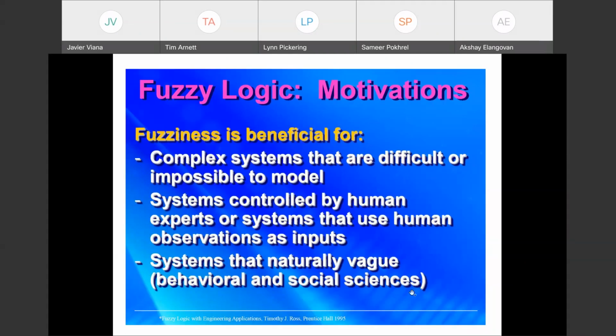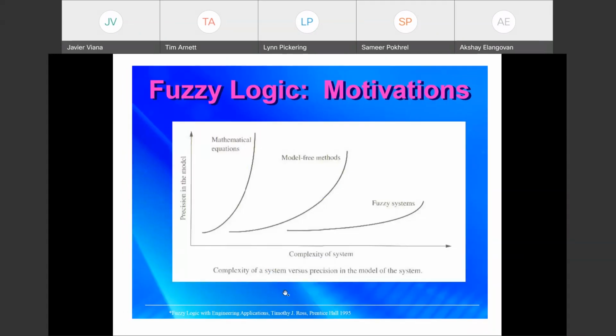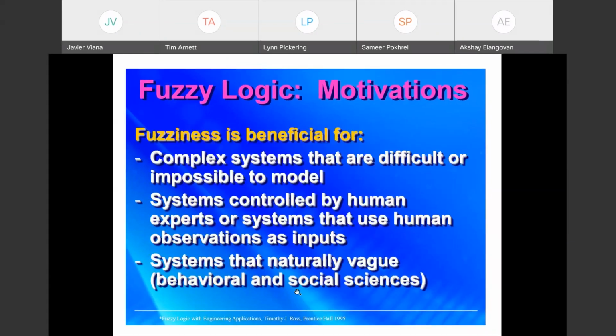And again, systems that are naturally vague, behavioral and social sciences. Sorry about that. There are a number of papers out there demonstrating the efficacy of fuzzy logic and fuzzy set theory in some of the softer sciences, because we have human developed descriptors, but then we want to actually reason about them in some way.